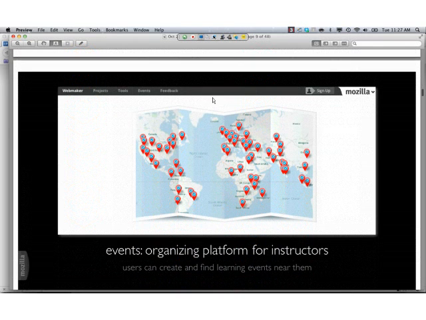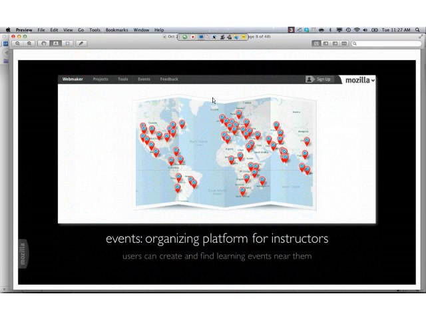Next piece is the events platform, which is a way for people to self-organize, ultimately to find other events and ways to engage, and they can create those on their own. So it's a self-organizing platform.